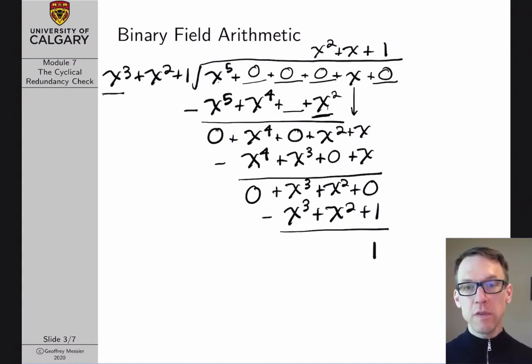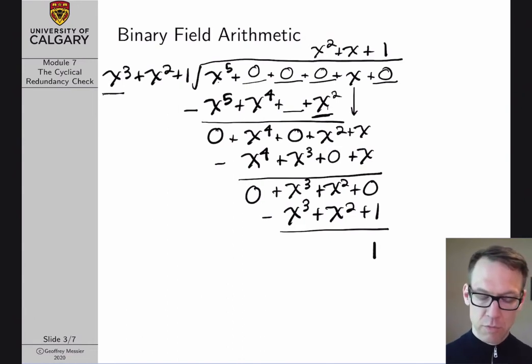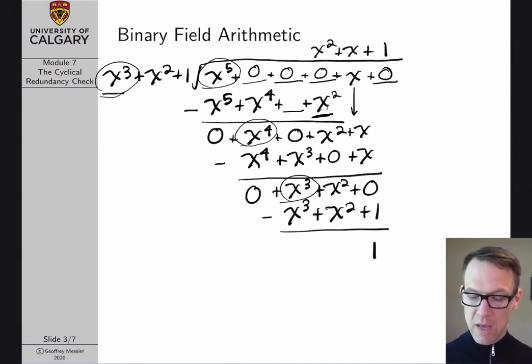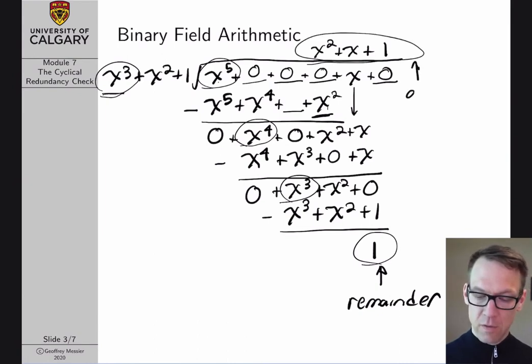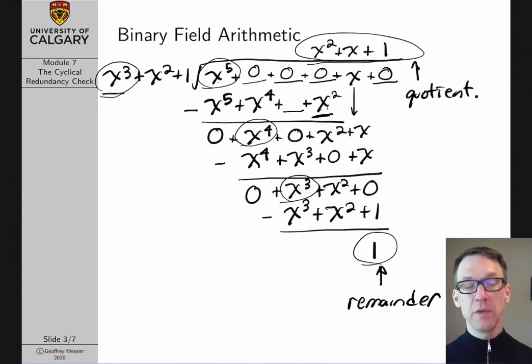And that's our result. We basically stop as soon as the highest order exponent in the result of our subtraction is less than the highest order exponent in our divisor. So here we had x to the fifth, that's bigger than x cubed. X to the fourth is bigger than x cubed. X cubed, which was the same. But here we have x to the 0, so we have to stop. And this result is our remainder. And what we have up here is the quotient. Okay, and that's the complete example.